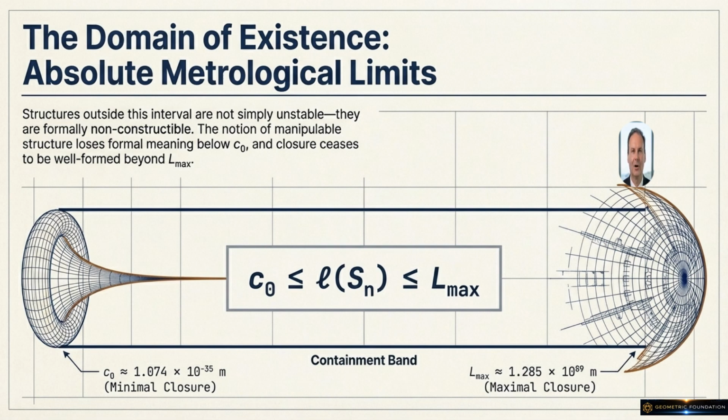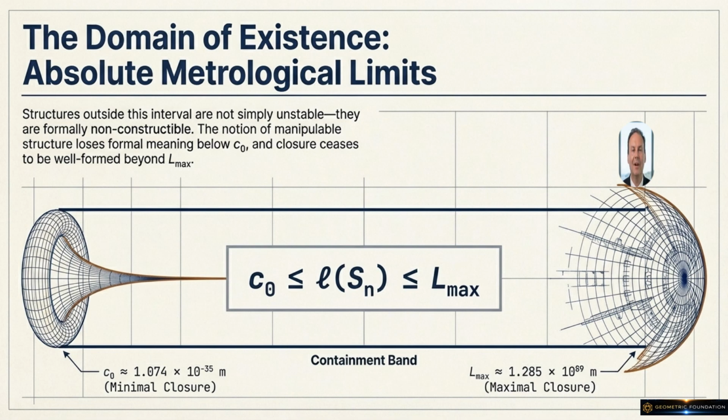Below this, structures are formally non-constructible. Lmax, approximately 1.285 times 10 to the minus 34 meters, represents the maximal closure, the largest scale at which closure remains well-defined. Beyond this boundary, closure ceases to be well-formed.